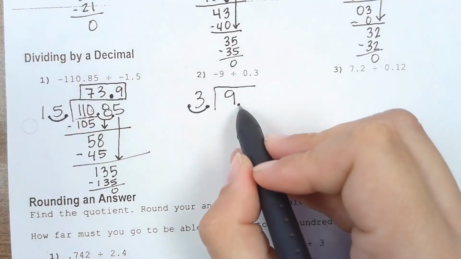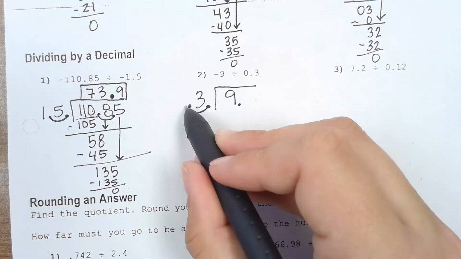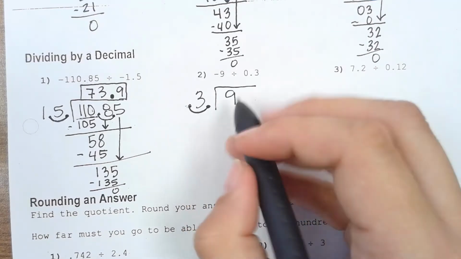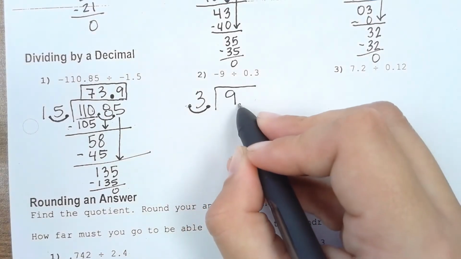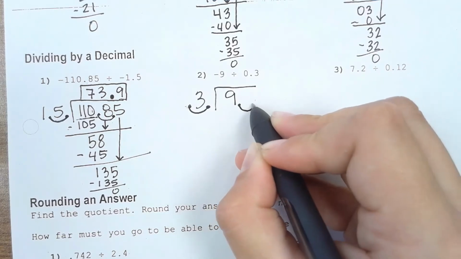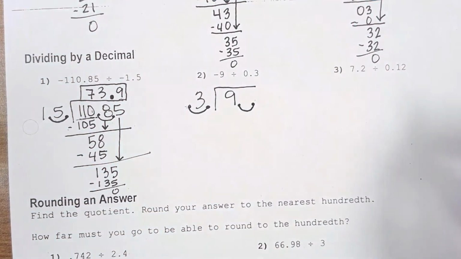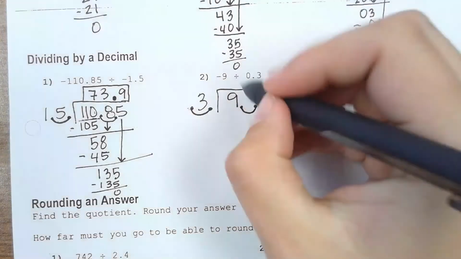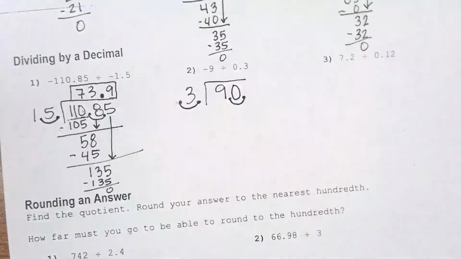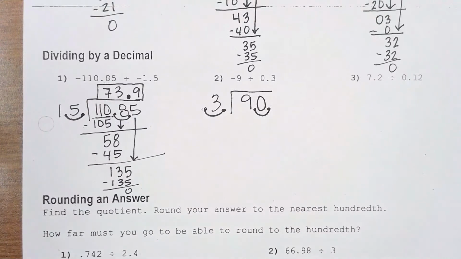And now we can move our decimal point. Here we moved our decimal point 1 time to the right. So here I am also going to move my decimal point 1 time to the right. And what do you think we should fill in that empty space there? A 0. Okay, so now we can divide like normal.